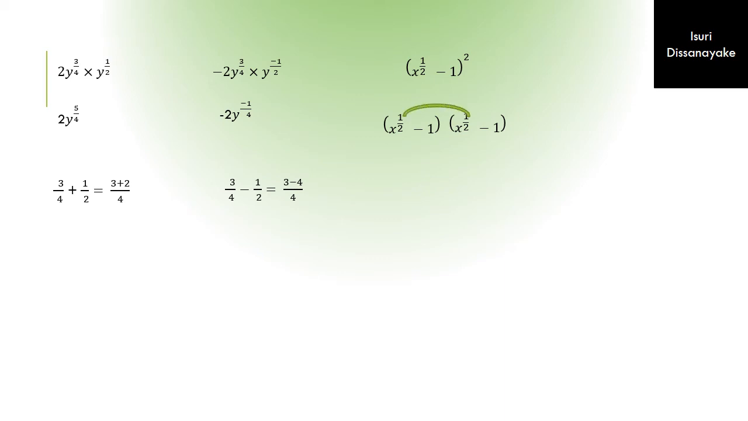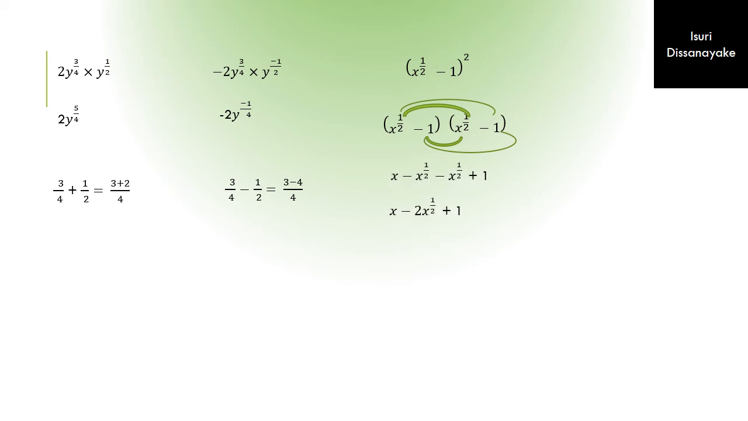X to the power half times x to the power half, let's add the indices, that is x. And then x to the power half multiplied by minus 1, then that is minus x to the power half. Then minus 1 into x to the power half, that is minus x to the power half, and minus 1 into minus 1, which is plus 1.